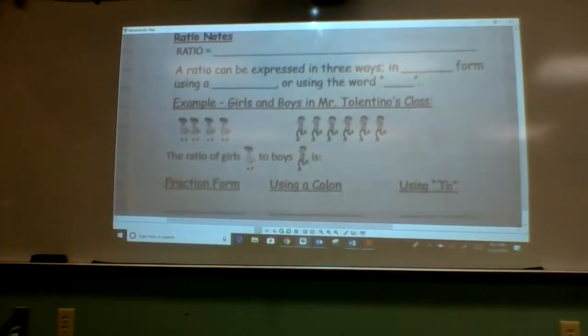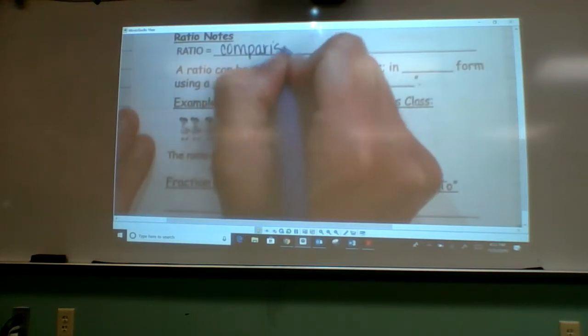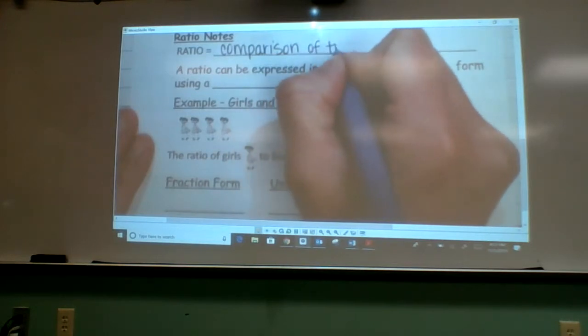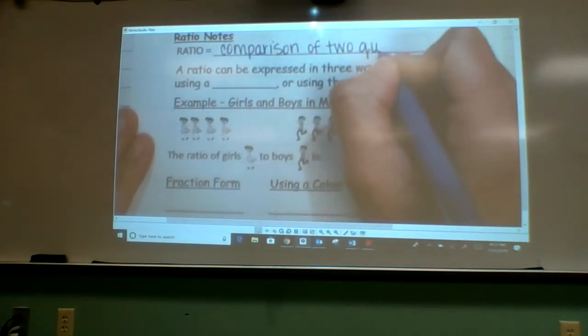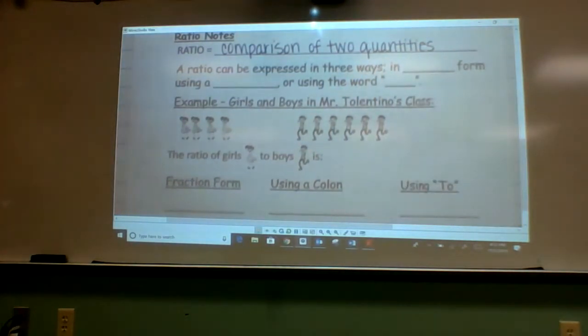Right, hopefully you got to see the video about the bad date, and it was just an intro to ratio. Basically, a ratio is just a comparison of two quantities. So on your notes, we're going to write down: ratio equals comparison of two quantities. And you can pause the video as needed if you need to catch up on the notes. A quantity is just another word for amount. So a ratio is comparing any two amounts.